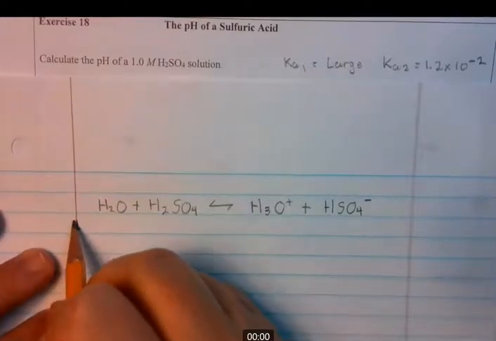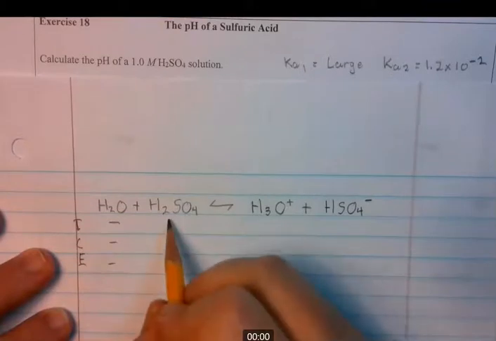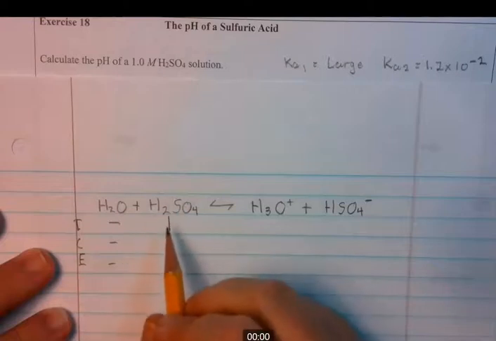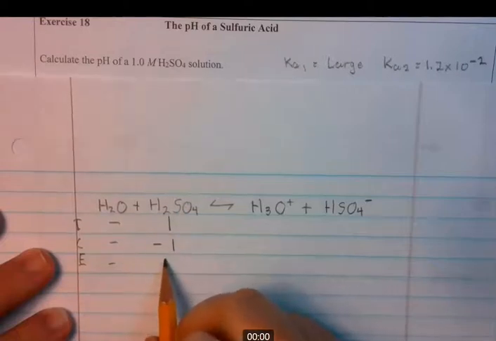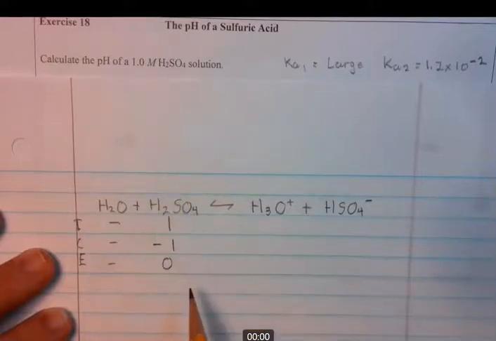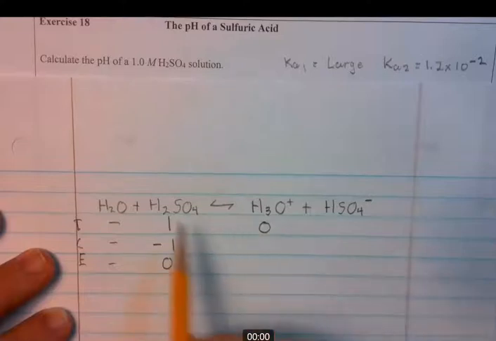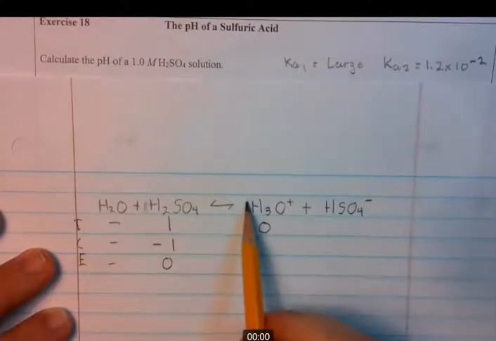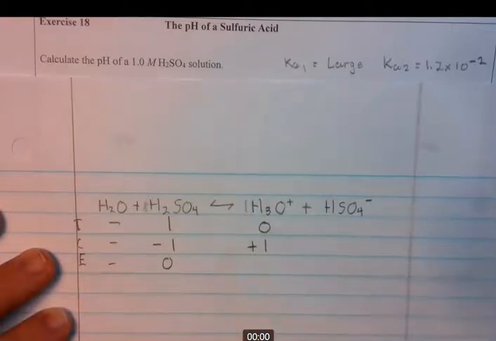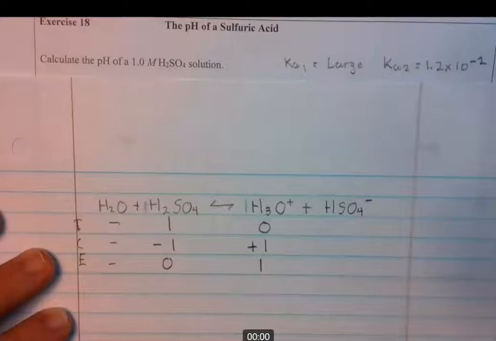So when we make our ice table, it looks like this. Don't include water. You start off with 1 molar, and if it totally dissociates, you end up with none of this left. It's all changed. So you subtract 1 molar, and at equilibrium you have none of this. It's no longer sulfuric acid. Now over here, we started off with no hydronium, and for every mole of this that dissociated, 1 mole of this was produced, so that's +1. You don't need any x's here, it's just straight up numbers. And so at equilibrium, you end up with 1 molar.